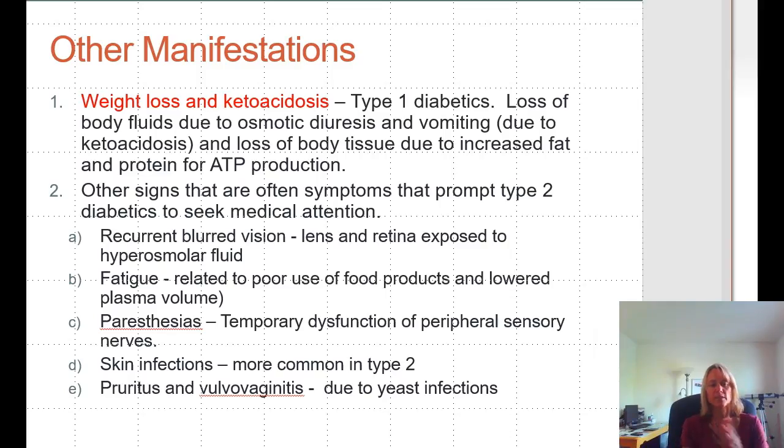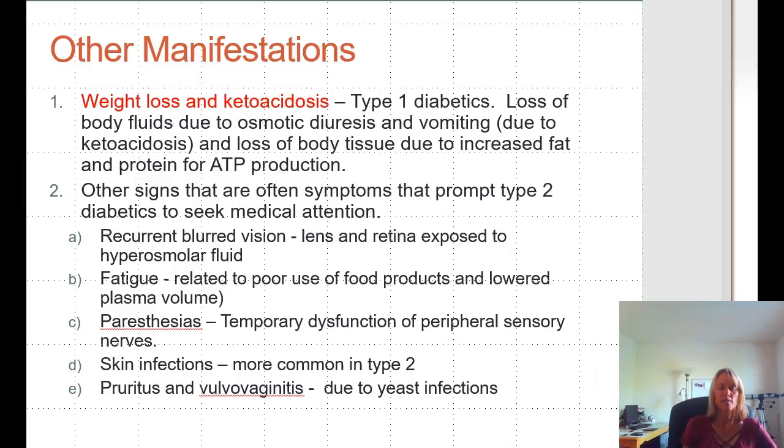Okay, some other manifestations. We can see weight loss and ketoacidosis in type 1 diabetics. So we have loss of body fluids due to that osmotic diuresis, as well as vomiting, which is due to ketoacidosis, and loss of body tissue because we're going to break down fat and protein for ATP production because we're unable to get glucose into the cells.